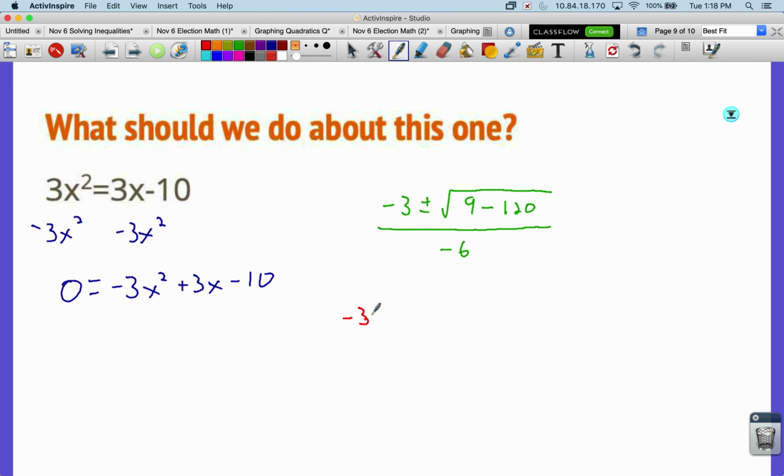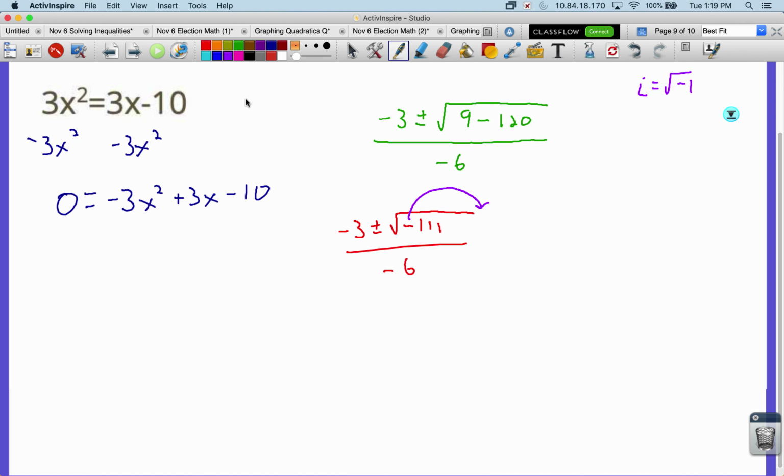And then we get negative 3 plus or minus the square root of negative 111. Is that what that is? 9 minus 120, negative 111, all over negative 6. But we can't take the square root of a negative, except for now we know about this idea that i equals the square root of negative 1. So we can pop this negative out as an i, and we're going to rewrite this as negative 3 plus or minus the square root of 111 i all over negative 6.